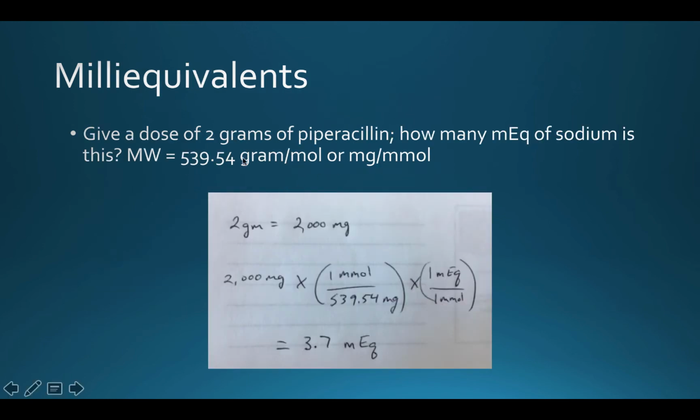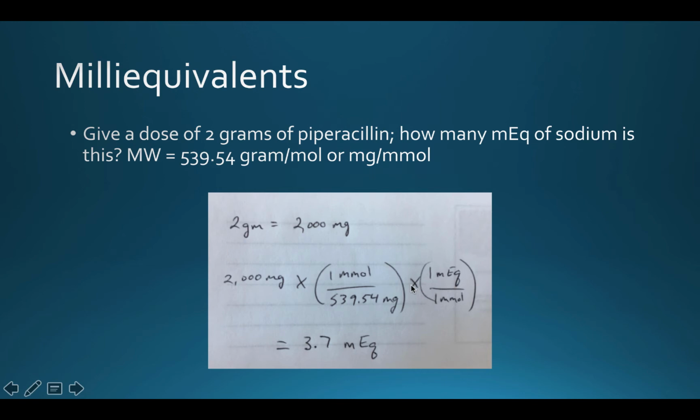So here we've got an example using that piperacillin. There, I got the mathematics right. 1 millimole is equivalent to the milligrams that I talked about. But give a dose of 2 grams of piperacillin. How many milliequivalents of sodium is this? So we've got that 2 grams, which is 2,000 milligrams, and converting that over to millimoles.